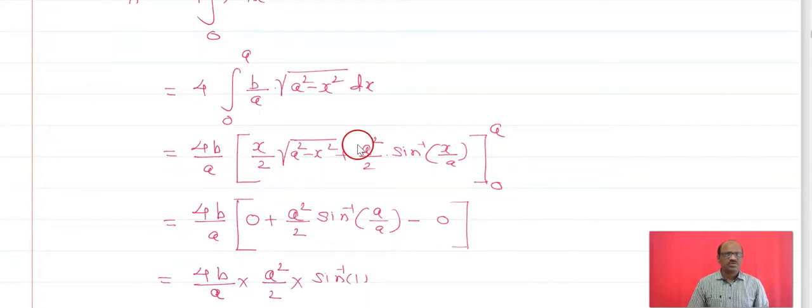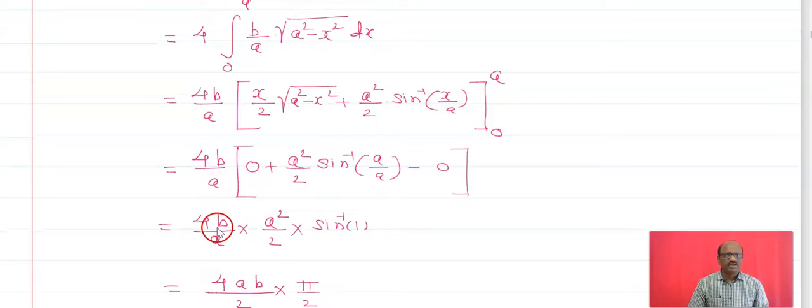This is x upon 2 into square root of a square minus x square plus a square upon 2 sine inverse of x upon a. Lower limit is 0, upper limit is a. If you substitute x is equal to a, the first term will be 0 plus a square upon 2 sine inverse of a upon a. That is sine inverse of 1, and the lower limit will be 0. The whole term will be 0.